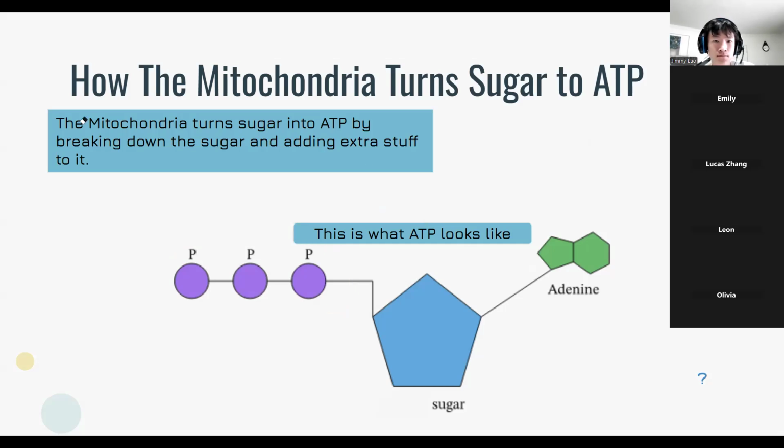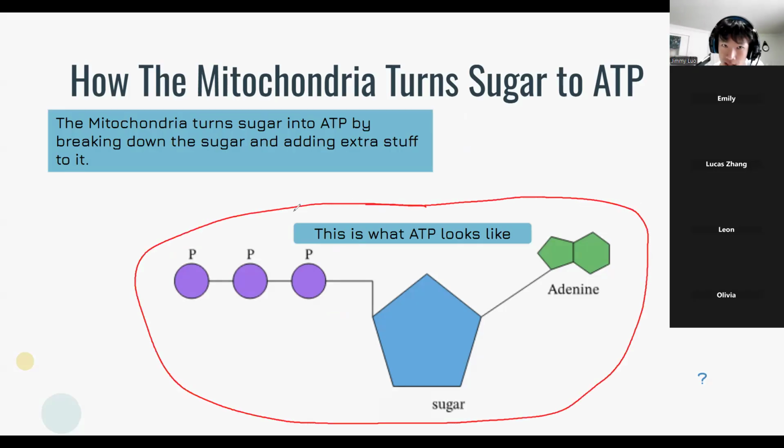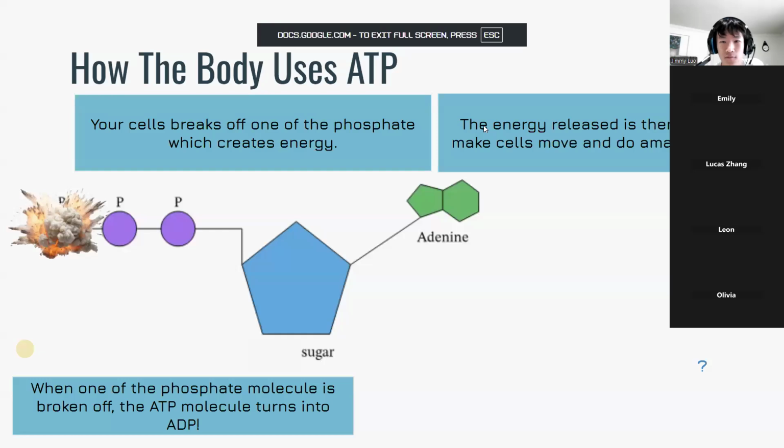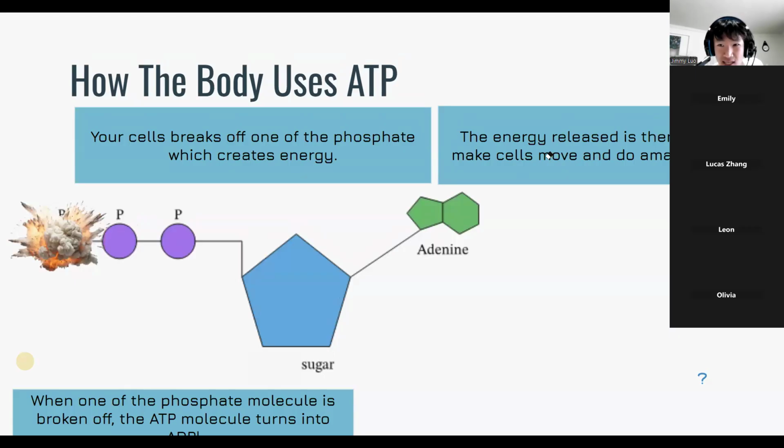Now, it's basically just breaking down sugar and adding extra stuff to it. That's basically what cellular respiration is, making energy. Your body takes glucose, which is a pretty big sugar molecule, breaks it down into smaller pieces and adds more stuff to it. That's how energy is made. ATP is a molecule that holds a lot of energy in its tails. How it does this is it breaks off one of the phosphates, only one, and that creates energy. And that energy is released to make the cells move and do other things.